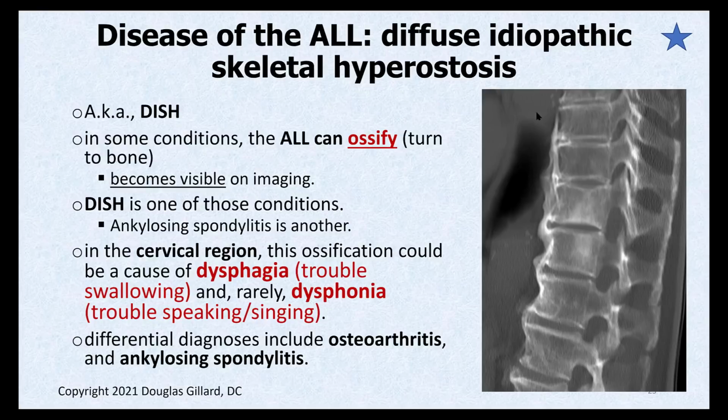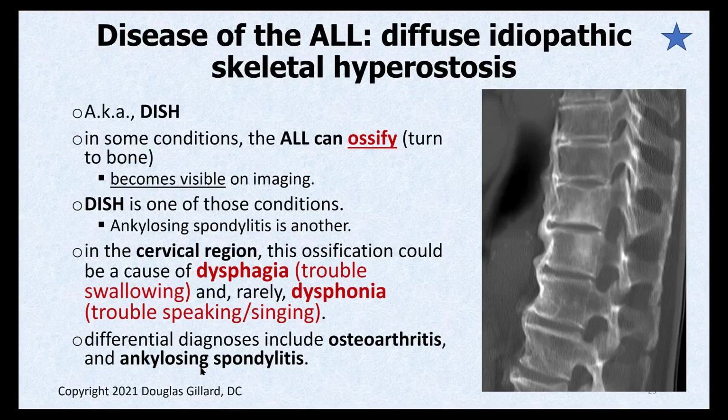There's some other conditions that also can calcify the anterior longitudinal ligament. We talked about ankylosing spondylitis. Osteoarthritis usually doesn't do it more than a couple levels, but it could. So those have to be differential diagnoses. What does that even mean? What's a differential diagnosis?